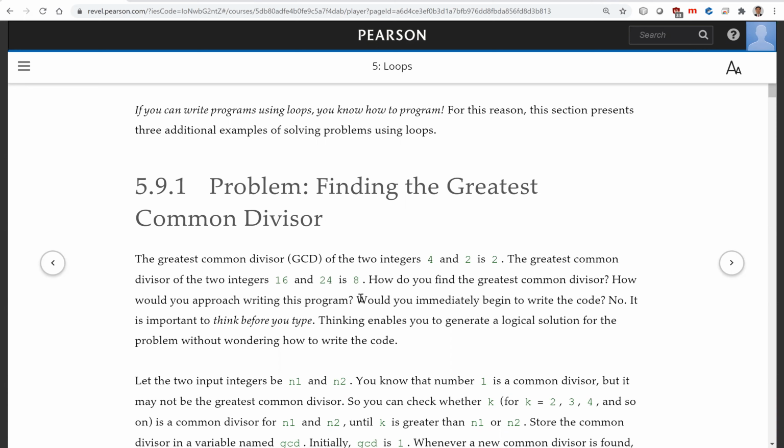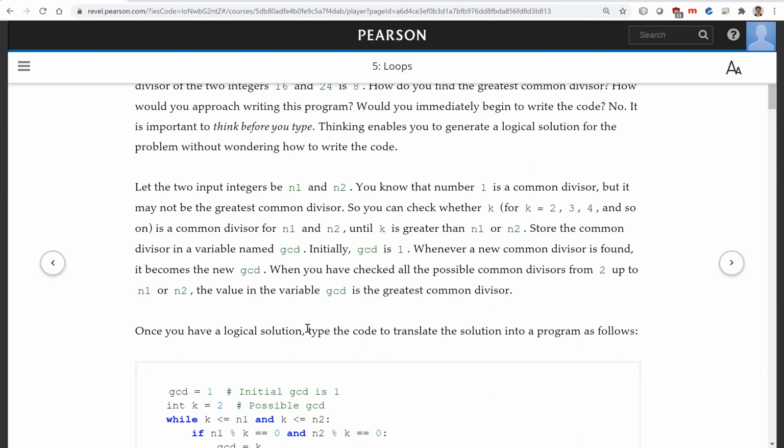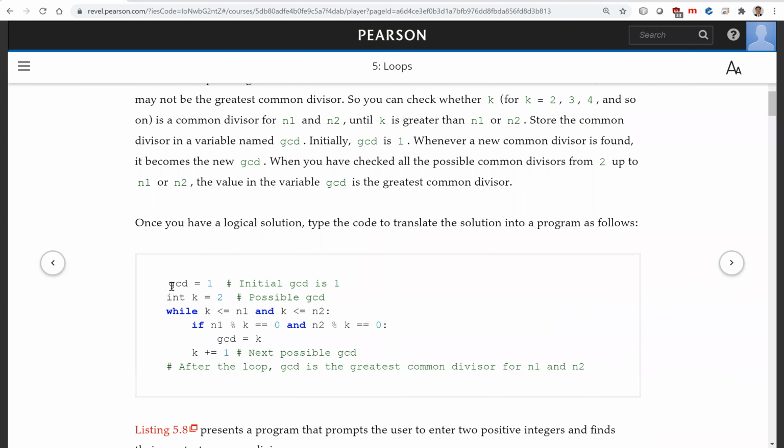Now, we can find it by using a possible divisor starting from 2. See if 2 is a divisor for these 2 numbers. And then check 3, check 4, check 5, and all the way until it reaches one of these 2 numbers. So here's the algorithm. This is the GCD is at least 1.